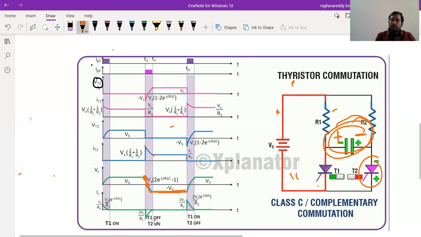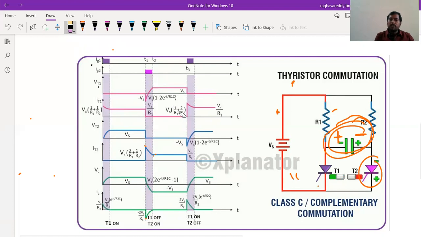So at this location, what is the capacitor current? Immediately a triggering pulse, a gate pulse, is given to the thyristor T2. The capacitor current decreases. So these are the different waveforms with respect to different types of currents and voltages.